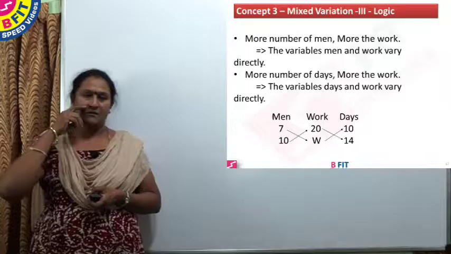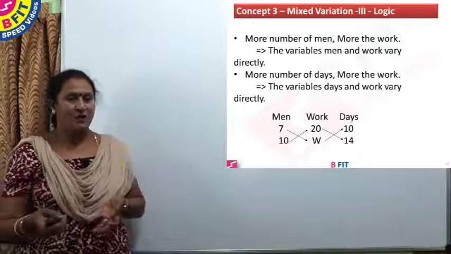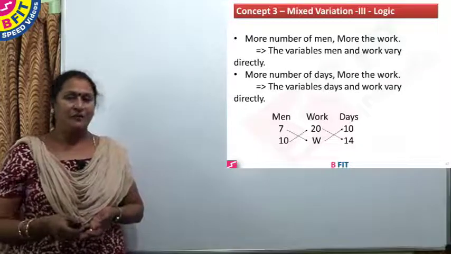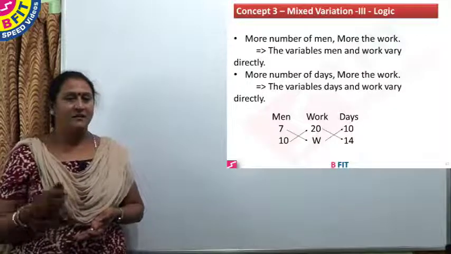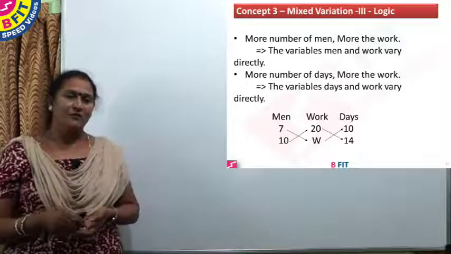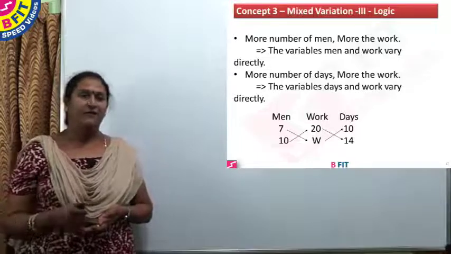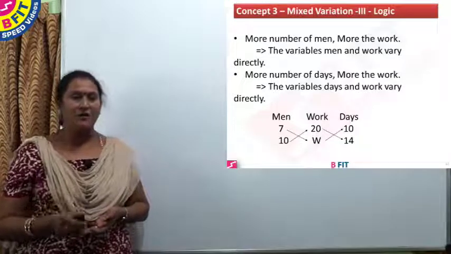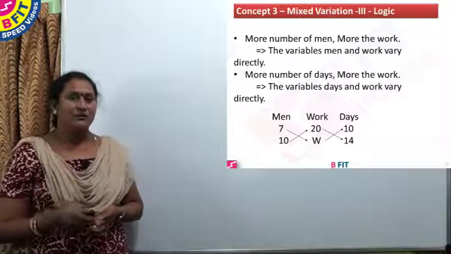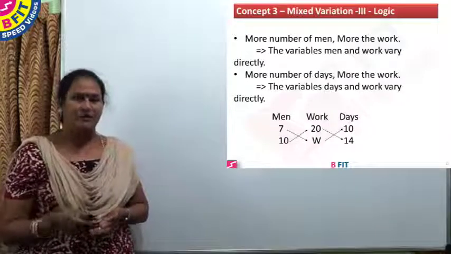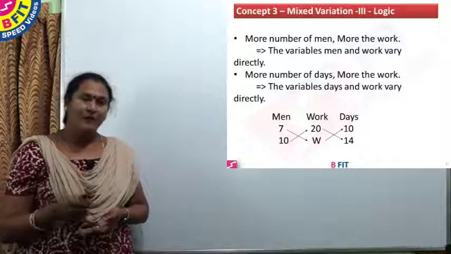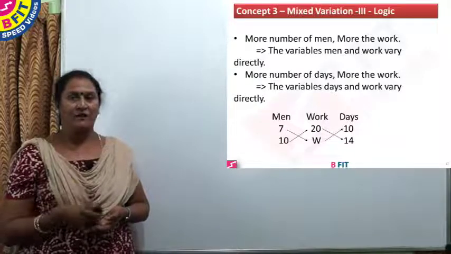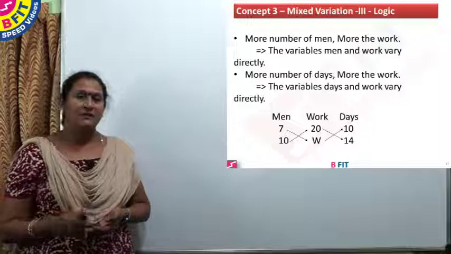So here for the third question, the logic is, more number of men, more work is done. So the variables men and work vary directly, and more number of days, more work is done, and the variables day and work also vary directly. So using the direct variation cross product concept, we have found they can make 40 tables. So the answer is 40. So we'll see the next concept.